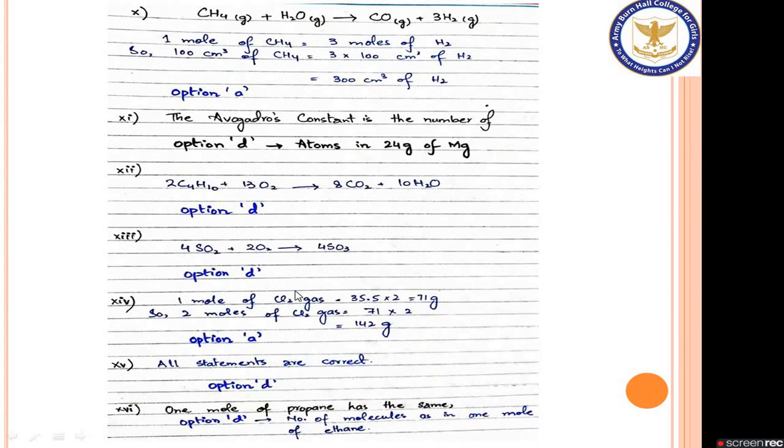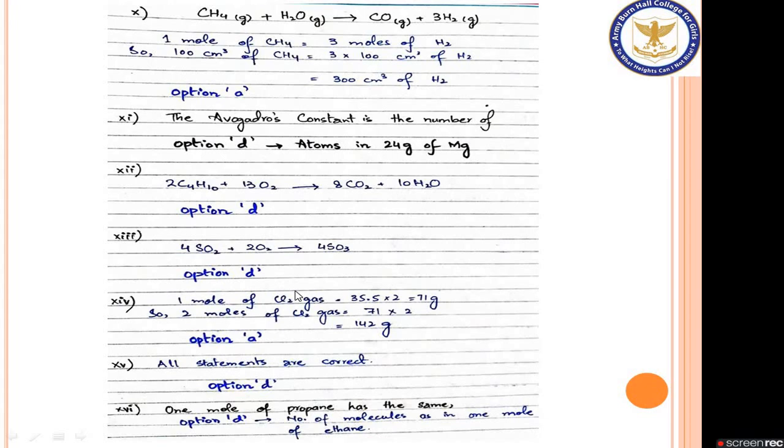In option D, they have given none of the above. So it means that all the options A, B, C are correct, while in the statement they have asked which one is incorrect. So we mark option D, none of the above.